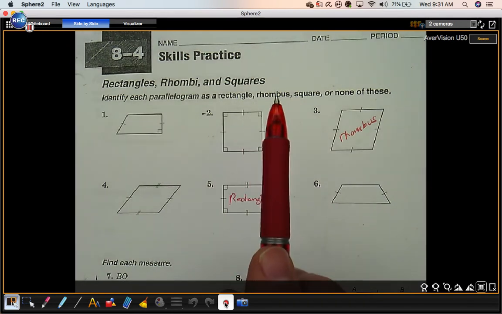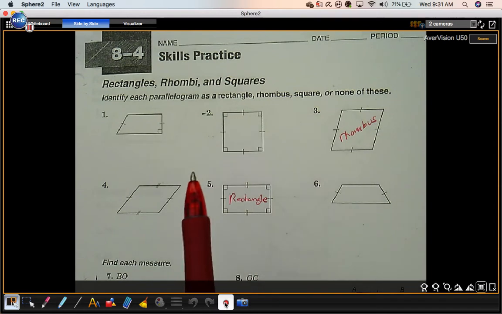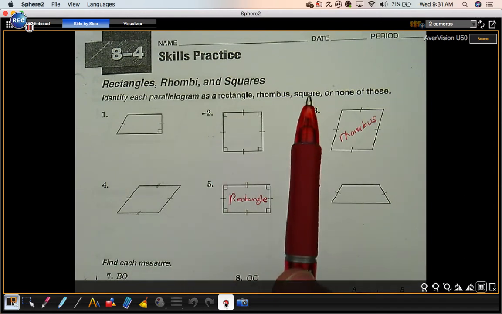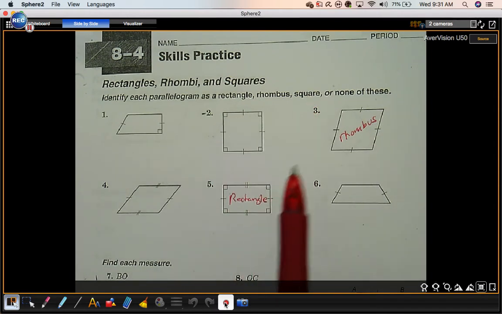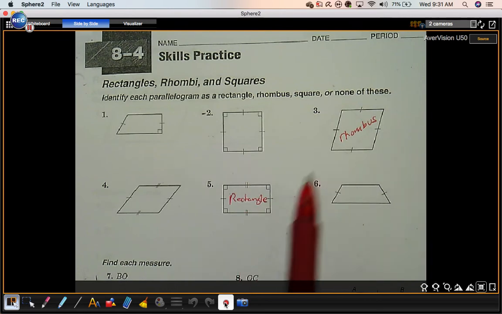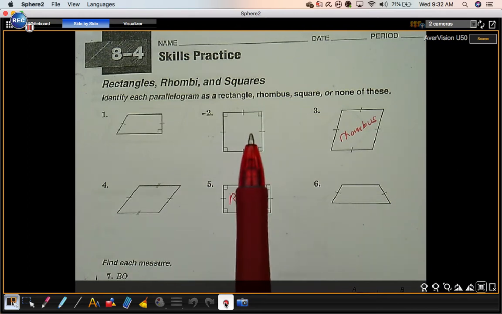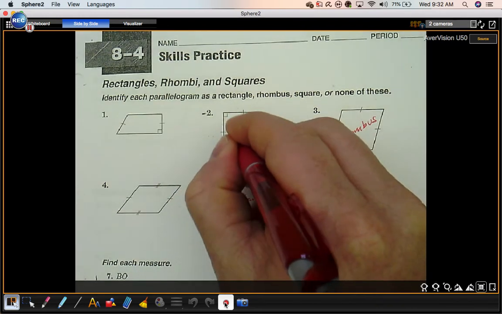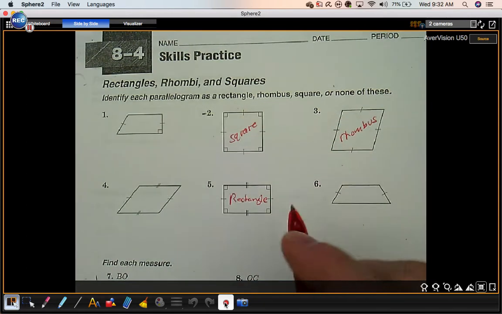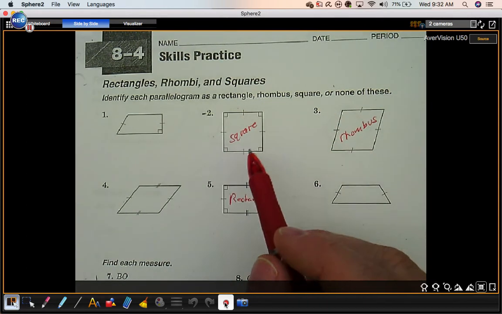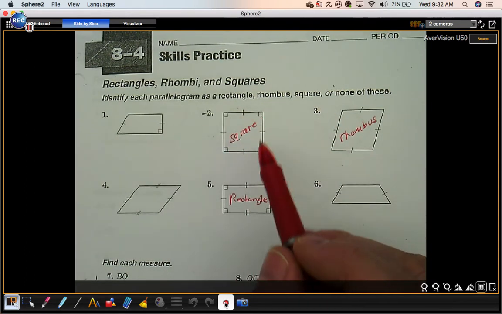So we showed what a rhombus is, what a rectangle is. What's a square? Remember, a square is the combination of both of these. So a square is going to have 4 congruent sides and 4 right angles, just like this shape does. This is what a square looks like. It's not a square because it looks like it. It's a square because there's 4 congruent sides and 4 right angles.